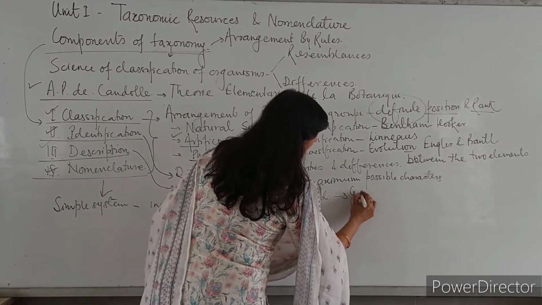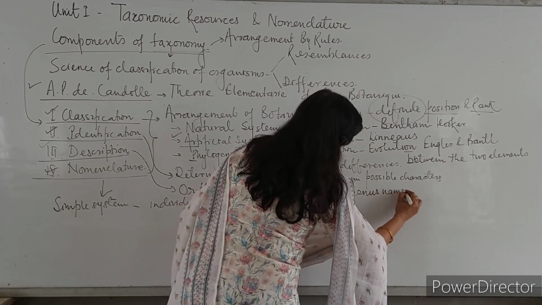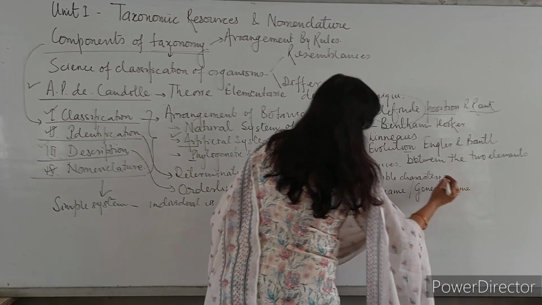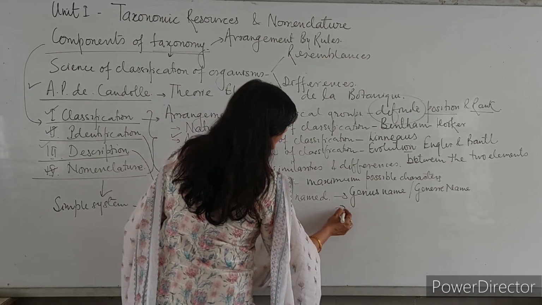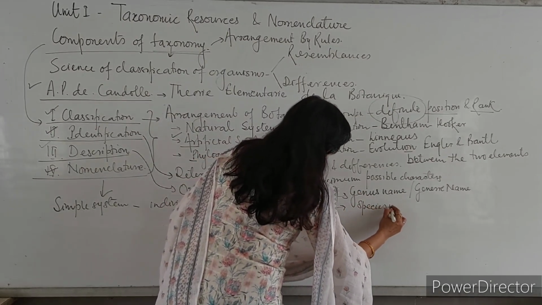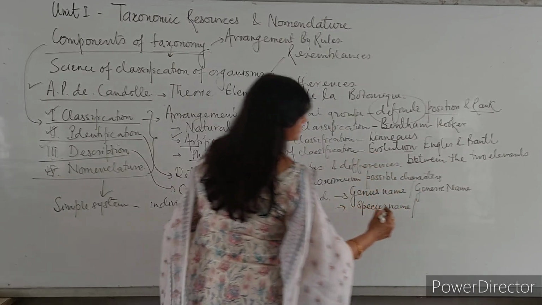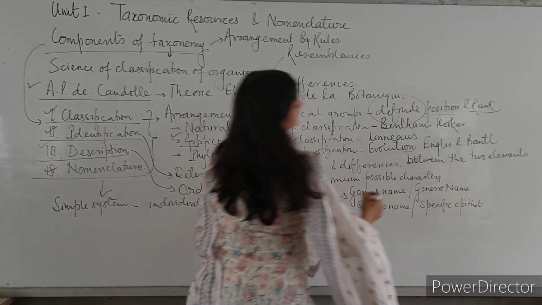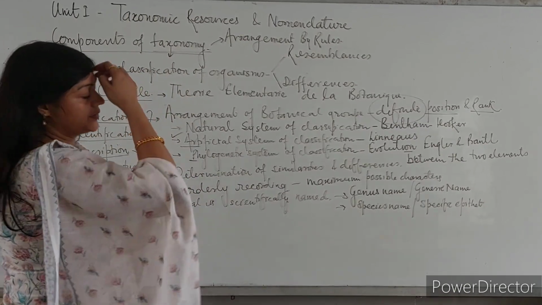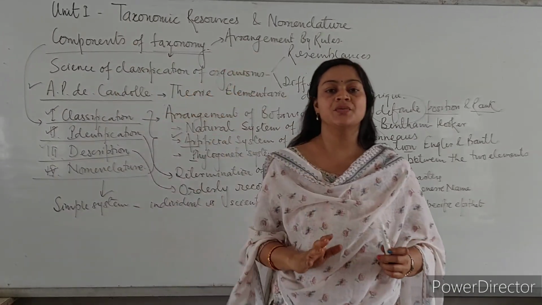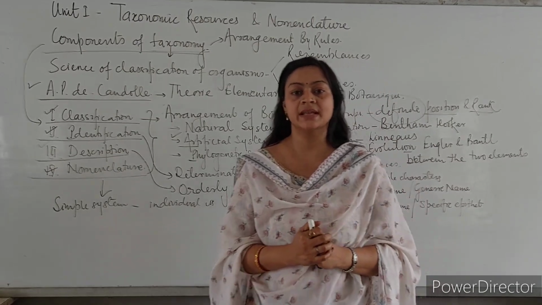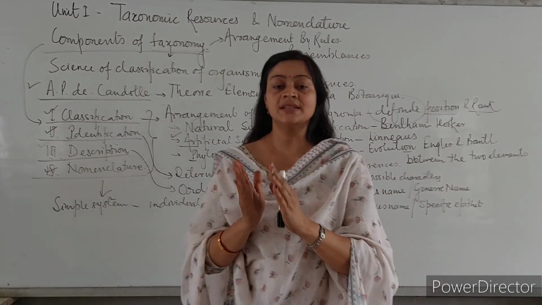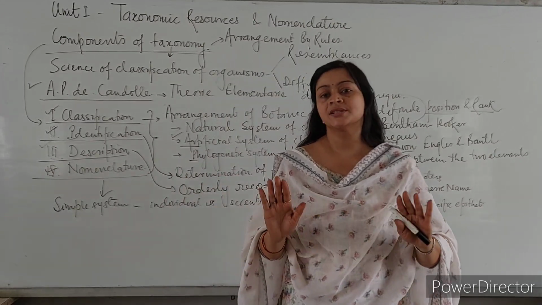The first one is known as genus name. It is also known as generic name or generic epithet, and the second one is species name, or it is known as specific epithet. Generic name always starts with a capital letter, whereas species name always starts with a small letter, and both genus and species names are underlined separately.